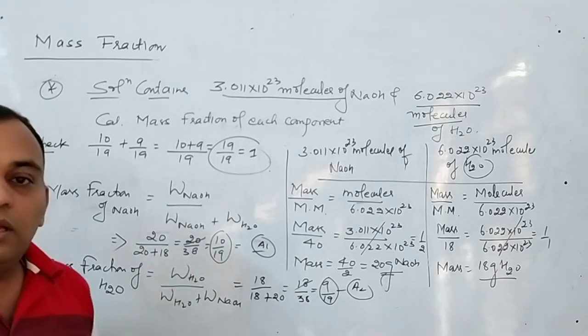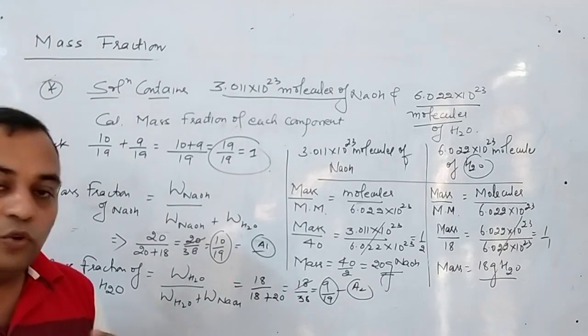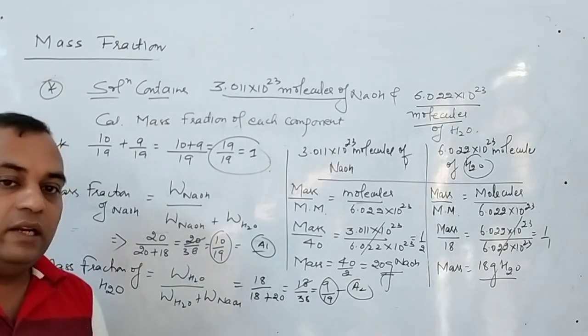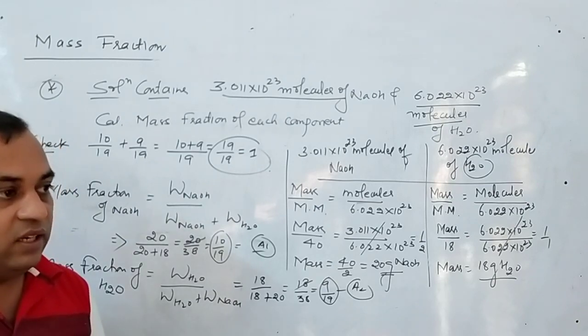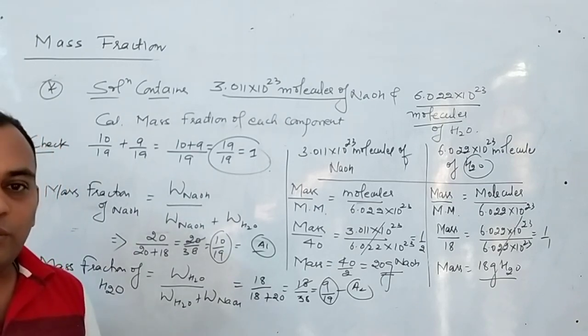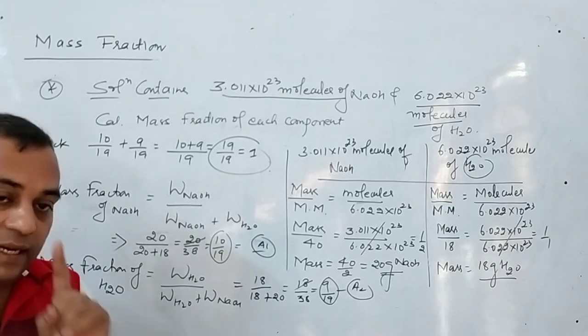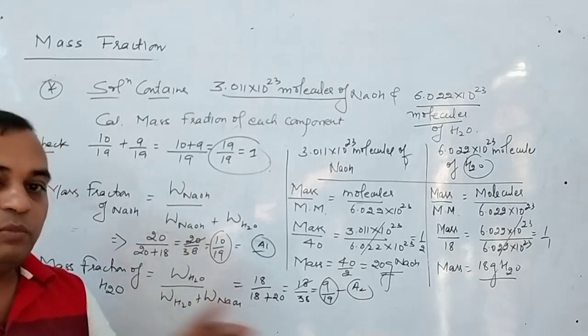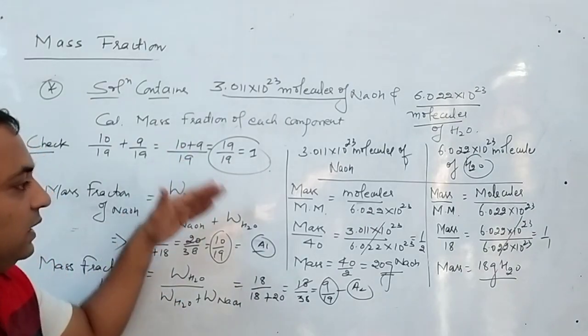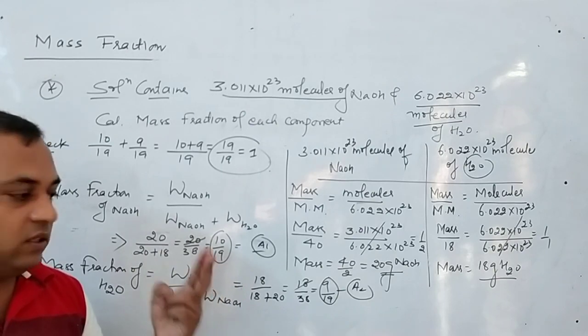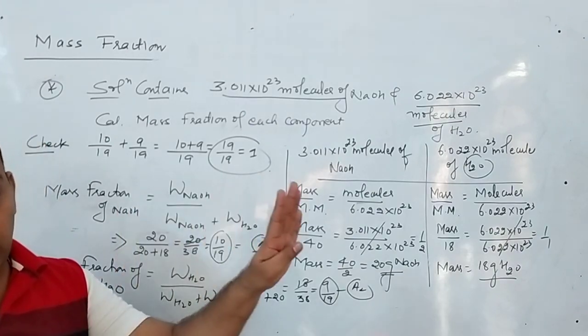So in today's lecture, we have done the introduction of solution. Solution is a homogeneous mixture of 2 or more substances whose ratio may be varied within limits. Then we have done the components: 2 types of components, solute and solvent. Remember, solvent is always one, and it is the component present in maximum amount. Then we have done binary, ternary, quaternary solutions. Binary solution is made up of 2 components, ternary 3, quaternary 4.